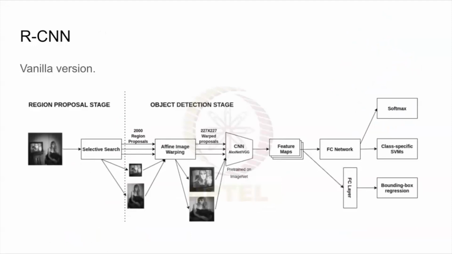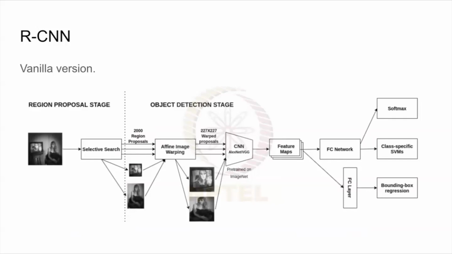So what they did is, you can see the image on the left hand side. There's Taylor Swift sitting around and watching some video. I'm not sure who is in this video, but there is a person in the video. As you can see, first we pass the image to selective search, and we get 2000 region proposals.